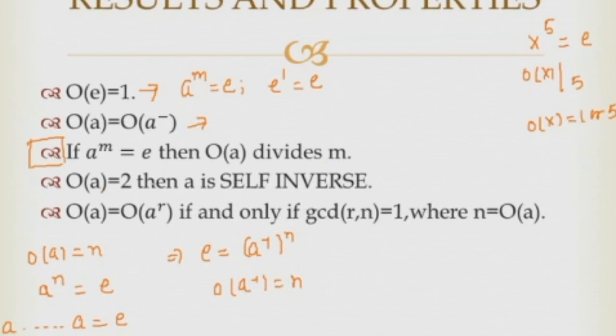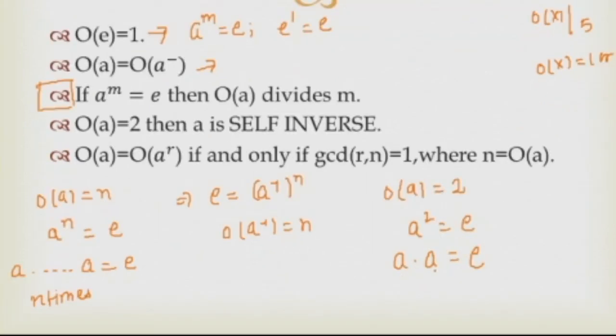Next is, if order of a is 2, then a is a self-inverse element, and we talked about self-inverse element in our last video also. If order of a is equal to 2, that means a square is equal to identity. 2 copies of a should be equal to identity. If you apply a inverse on both sides, you will get that a is equal to a inverse, and hence is a self-inverse element. It's a very strong property of an element. If every element of the group becomes self-inverse, then we say that the group is abelian, that we did in the last video.